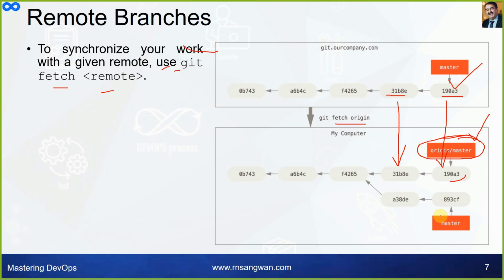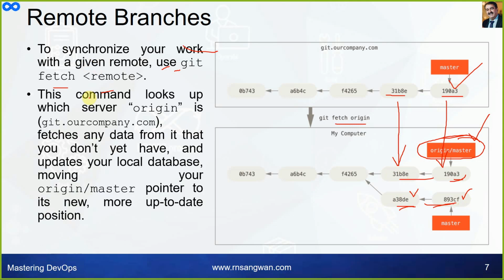But that does not mean that your local master is the same. No, because you are pushing yourself, that is different. This is your local master. So that means we have two branches now: one, origin master, that is a remote branch, and second, local master, that is your local branch. So this will synchronize, but then you have two different paths.